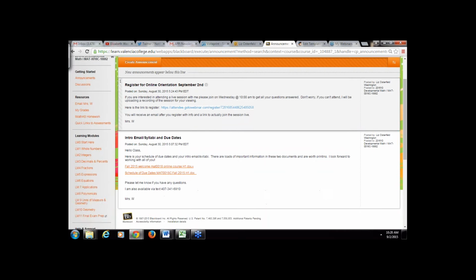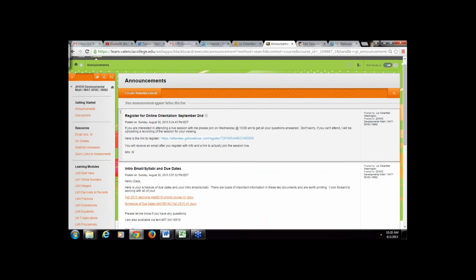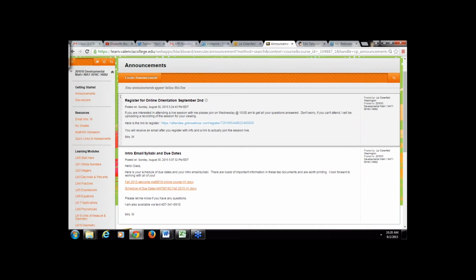What you see here is your announcement page, and what I typically do is whenever I post an announcement, I also send it as an email, and my hope is that between your email and logging into your course, you get the messages that you need. As you can see, the first one was your welcome email slash syllabi, as well as your schedule of due dates. You're going to want to go ahead and print those. That's pretty much what I'm always going to fall back on.